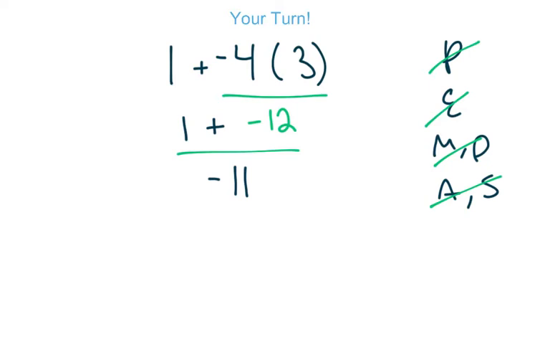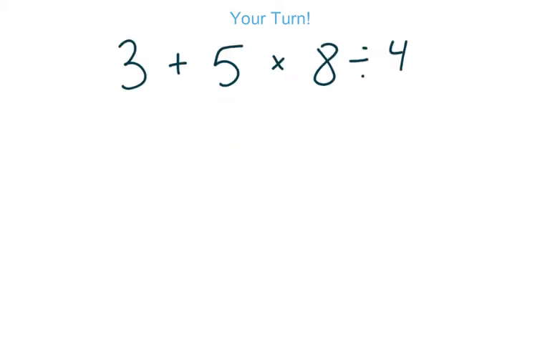If I had not changed that to a plus negative, I still would have gotten the same answer. In this line, I would have gotten 1 minus 12, and I would have had to do the same thing anyway, change it to a plus negative, because that's how we know how to add. Okay, so let's do one more together, then I'll leave you with a challenge problem.